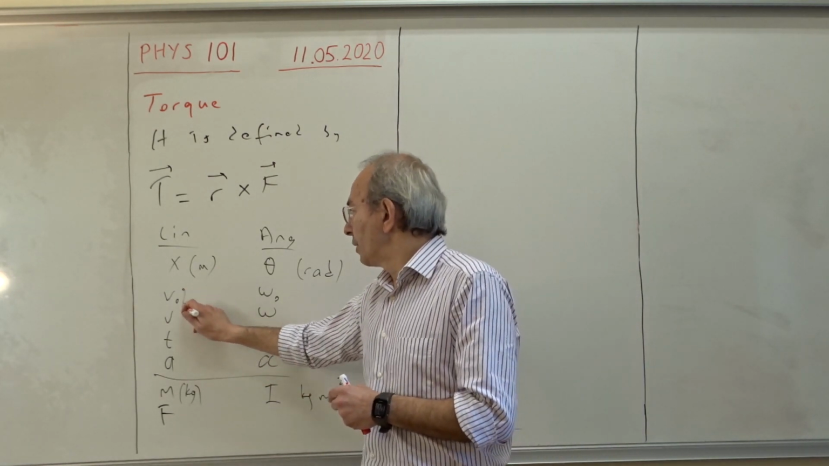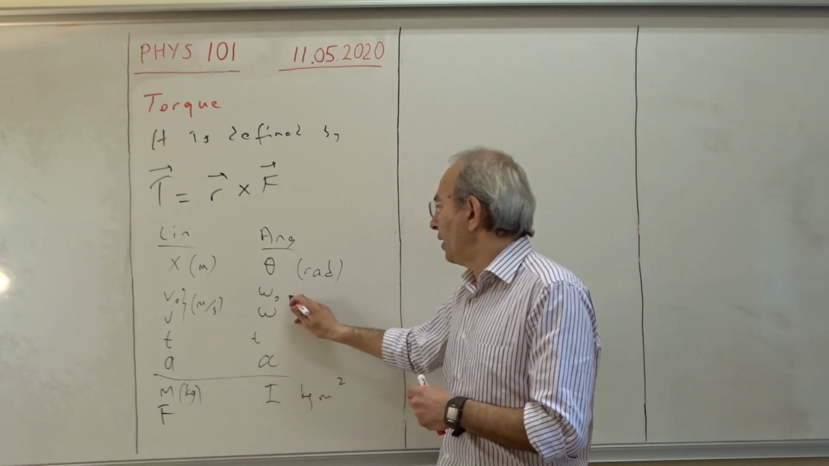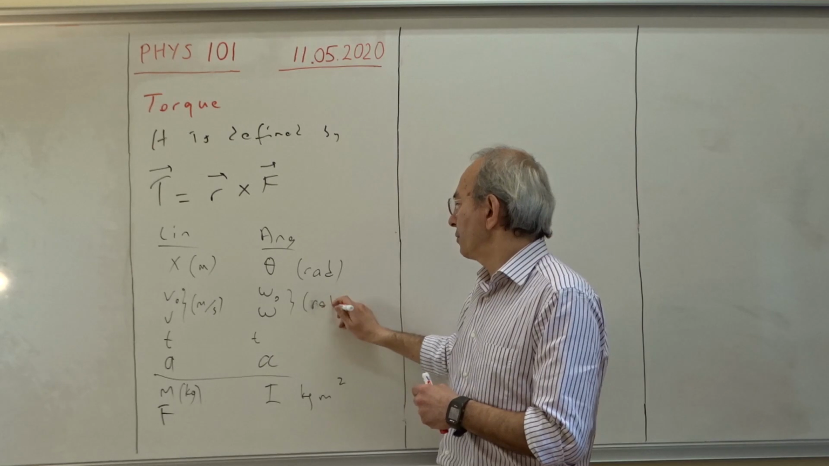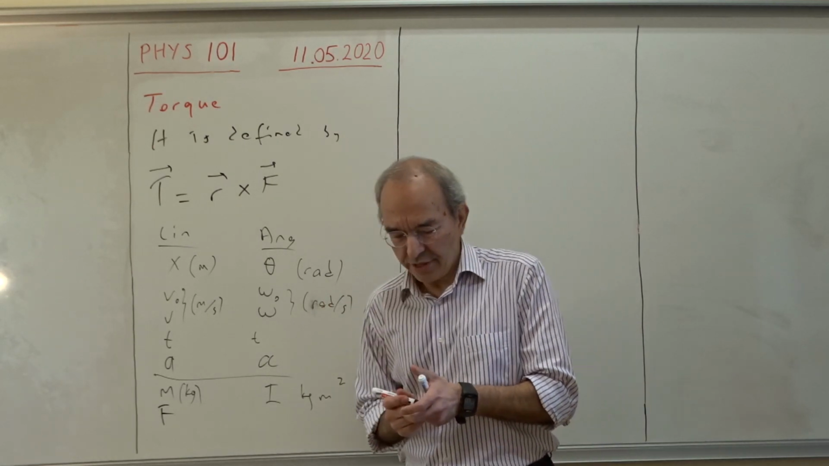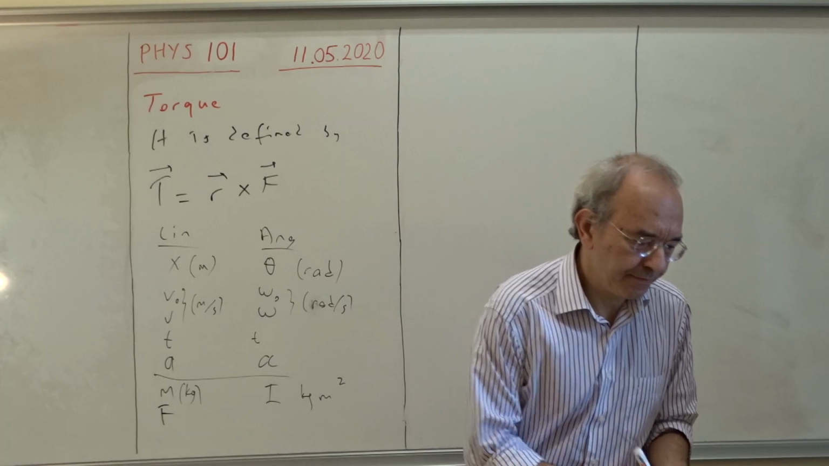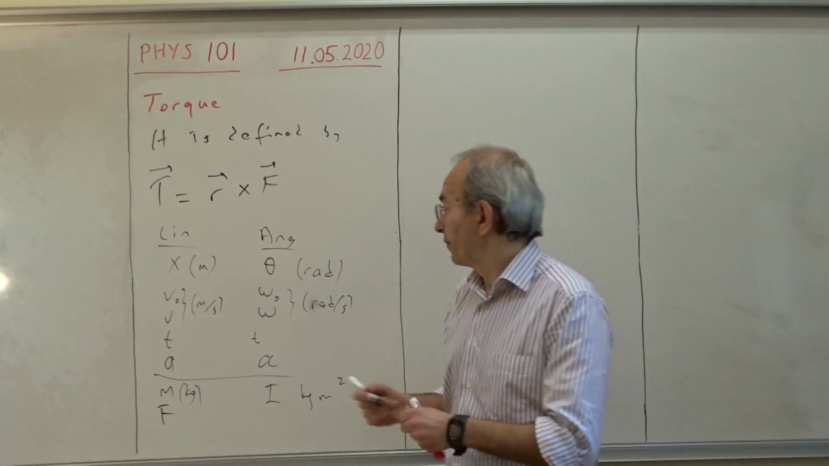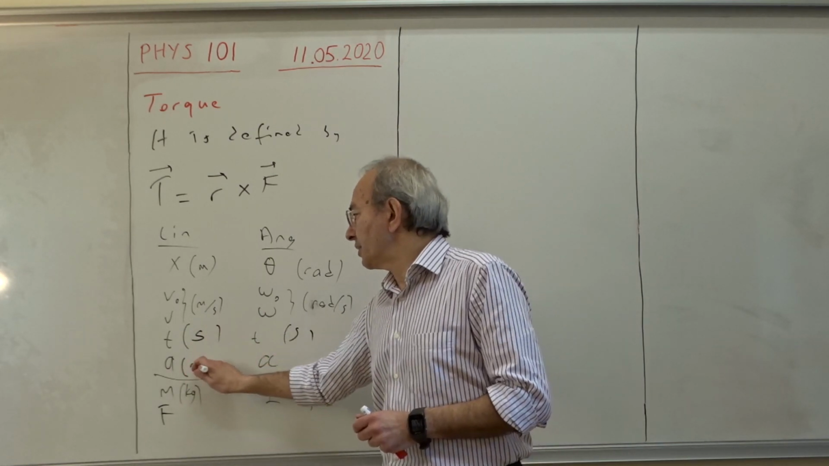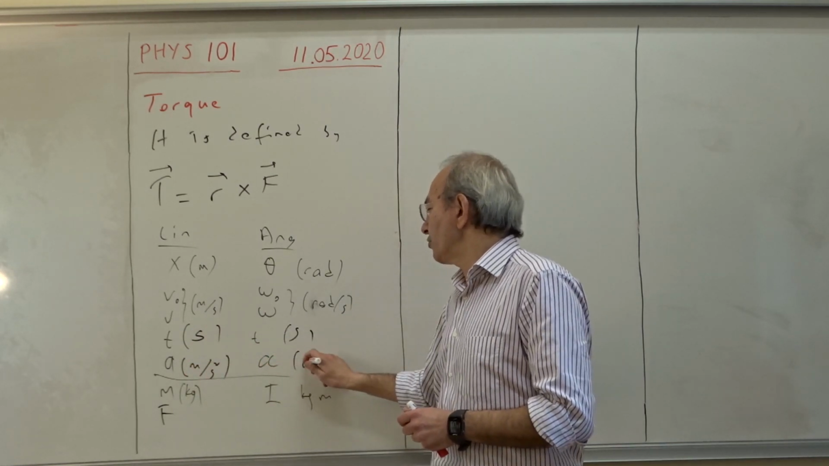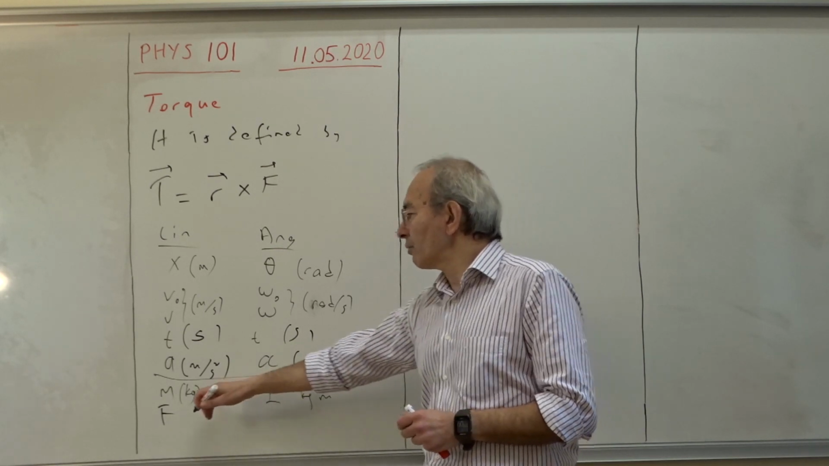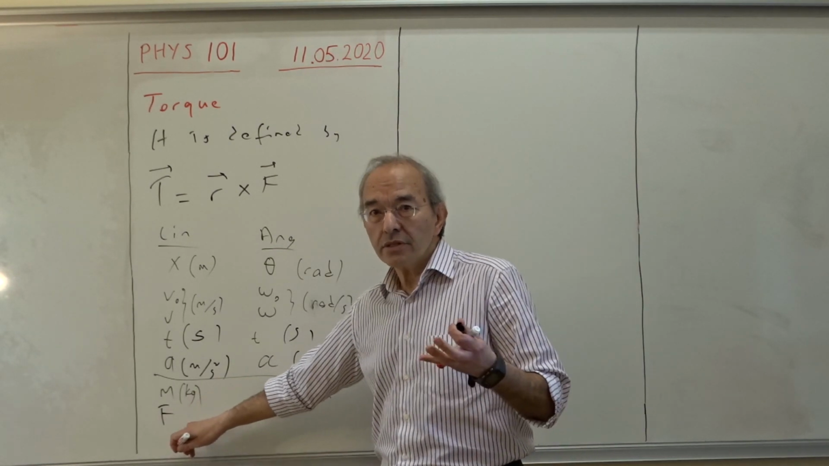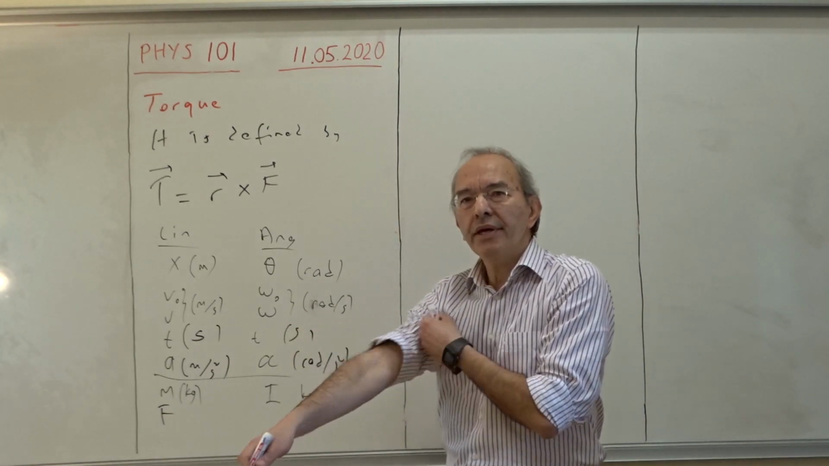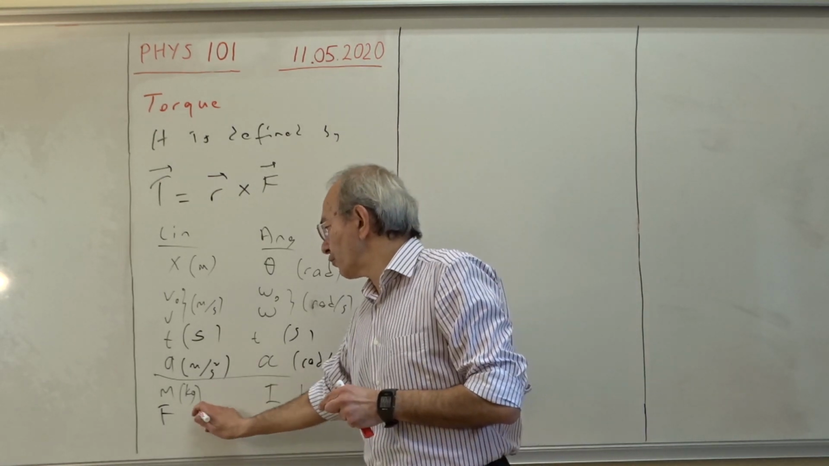Also these are meters per second, and these are omega, radians per second, and the times are seconds and seconds. Linear acceleration is meters per second squared. This is radians per second squared. Now what about the force? F is written, if numbers are given and it's not a parametric problem, the unit of F is, of course, newton.